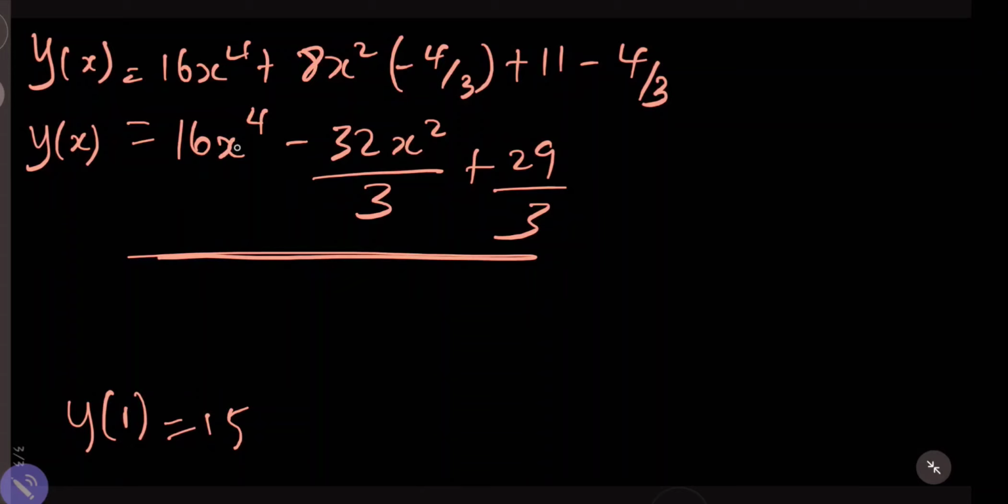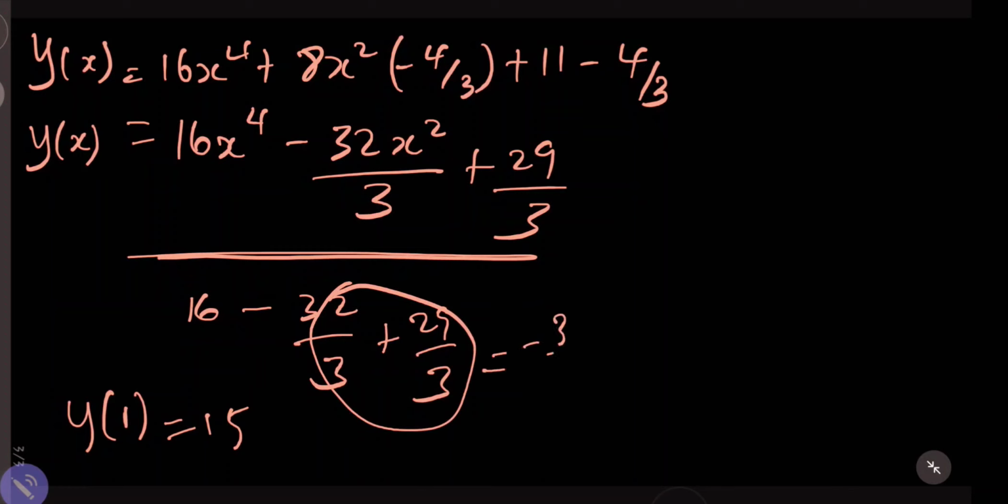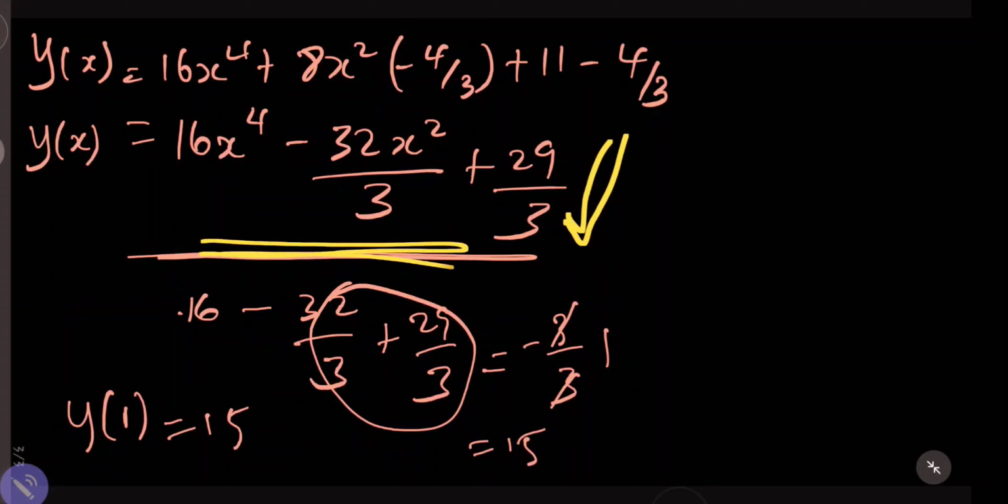So let's try that. If you have 1 here, it means we have 16 minus 32 over 3 plus 29 over 3. And this 29 over 3 minus 32 over 3 would give us minus 3 over 3. So if you divide, that's minus 1. So 16 minus 1 will give you 15. So that shows us that this is correct.